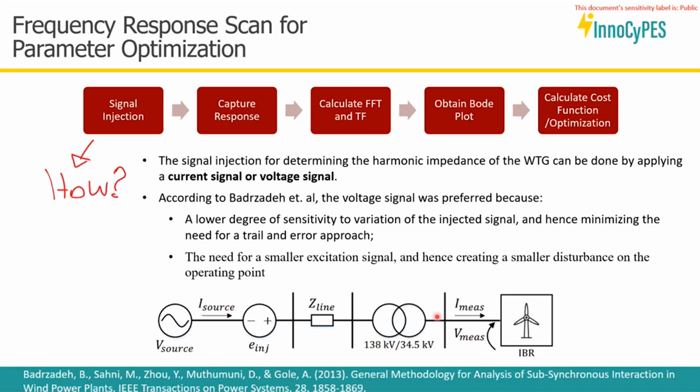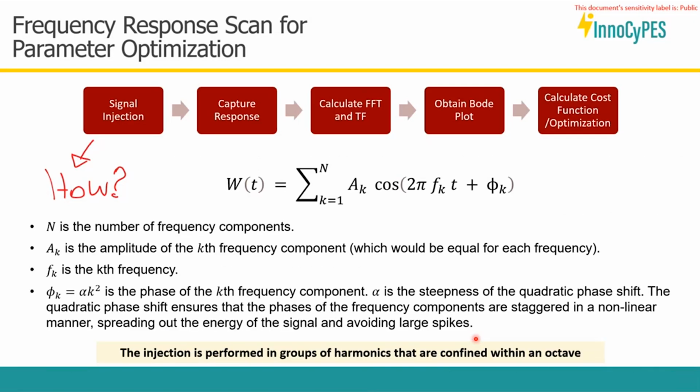So this graph down here shows a voltage source. We added this voltage injection here with a small signal. And then we have this transmission line, a transformer, and then at the IBR, we are measuring the current and the voltage on the output of the IBR. And we are basically getting the FFT and transfer function of this relationship between current and voltage, like the impedance scan of this.